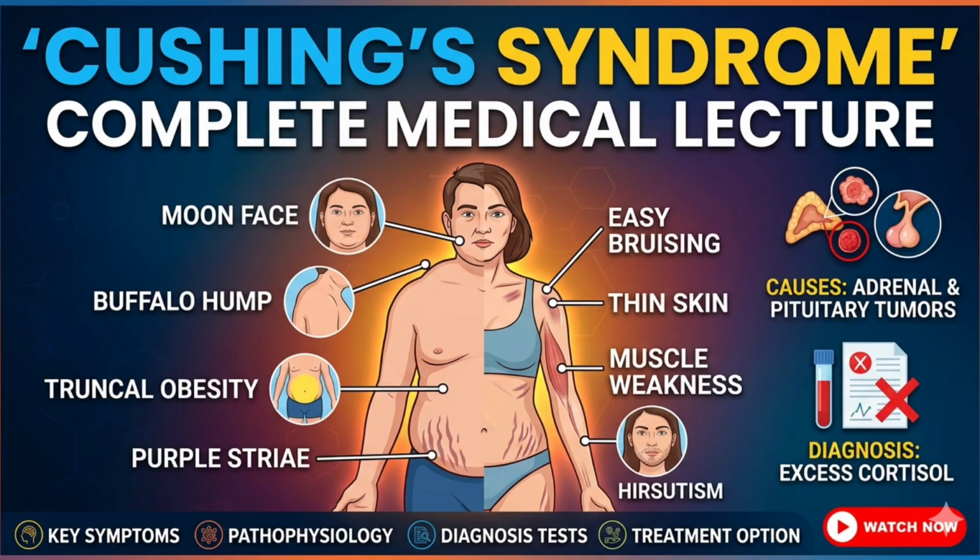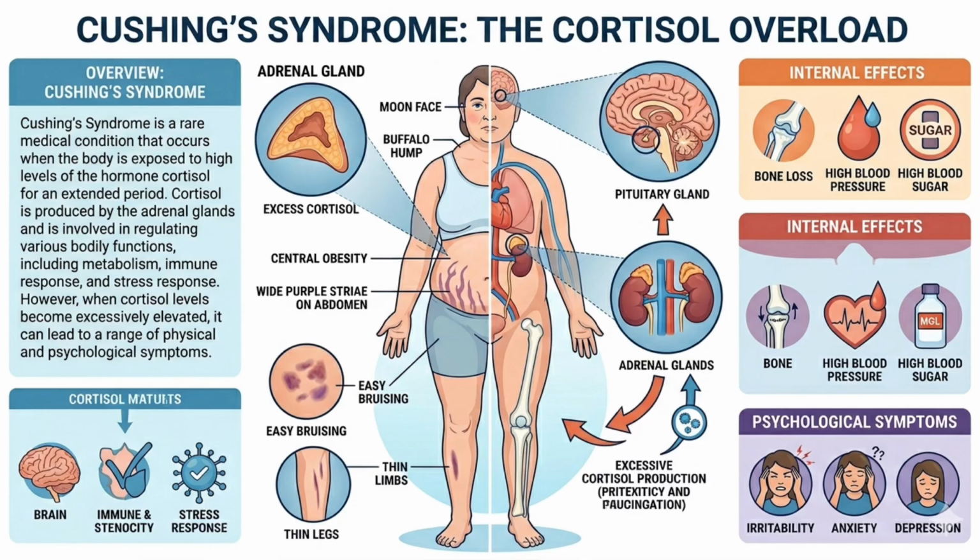Hello and welcome to this video on Cushing syndrome. Cushing syndrome is a rare condition caused by prolonged exposure to high levels of cortisol, the body's primary stress hormone. In this lecture we will cover the causes, symptoms, diagnosis and treatment options, as well as how individuals can manage life with this syndrome. Cushing syndrome is a rare medical condition that occurs when the body is exposed to high levels of the hormone cortisol for an extended period.